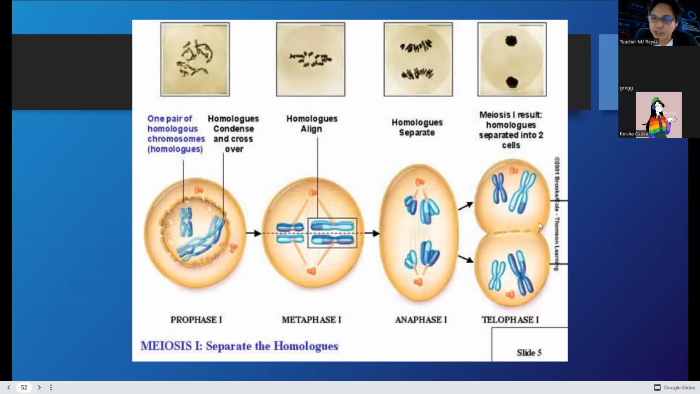And in telophase 1, as you can see, cleavage is formed. Actually, in anaphase there is a cleavage formed, and it also builds up. This is because telophase is building up the covering, the cellular membrane of that particular cell. We have now two daughter cells. That's meiosis 1.